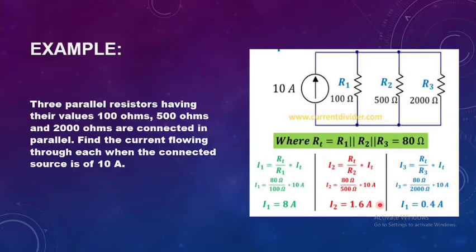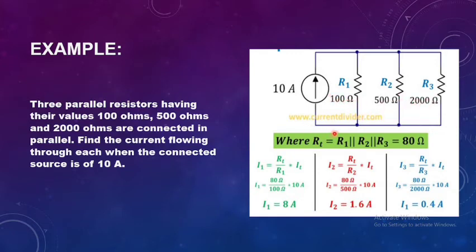Another example, the three parallel resistors have their values of 100 ohms, 500 ohms, and 2000 ohms are connected in parallel. Find the current flowing through each when the connected source is of 10 ohms. So, yun na nga yung sinabi ko, dapat mag-drawing muna tayo bago natin isolve yung problem. So, ilagay po natin yung mga values. We have 100 ohms, 500 ohms, 2000 ohms.